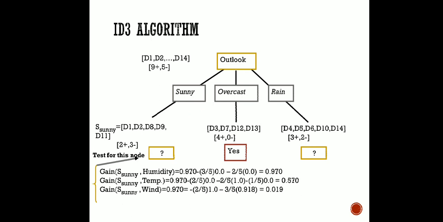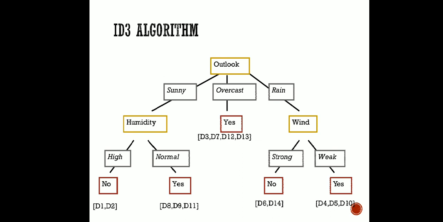For simplicity we keep just 2 decimal places, so we reduce it to 0.97. You can see the chances of not playing are 3 and the chances of playing are 2, and that's why. If you calculate the entropy for these 2 parts as well, just plug in those values and it will come to 0.97. Similarly you can find it for temperature and wind. Here the gain of humidity is maximal, so we plug humidity in here.